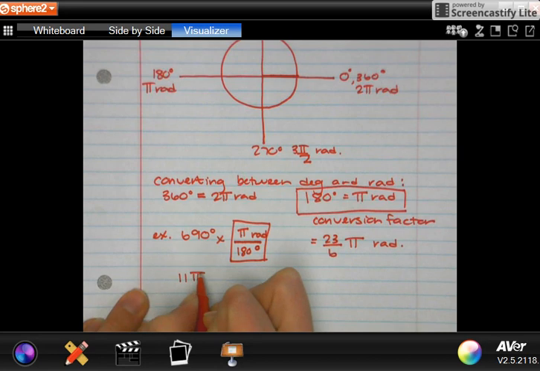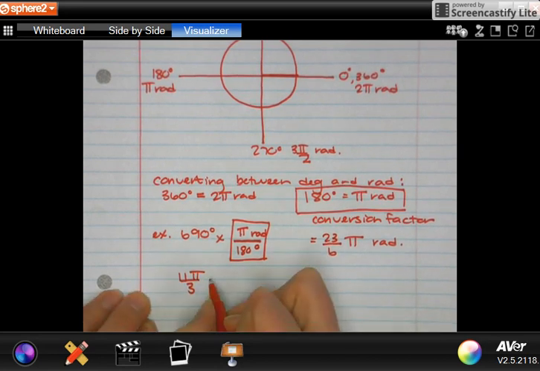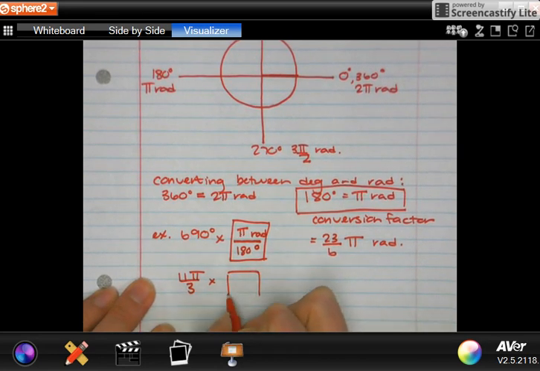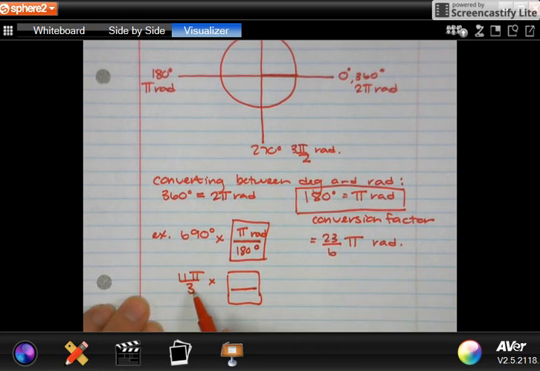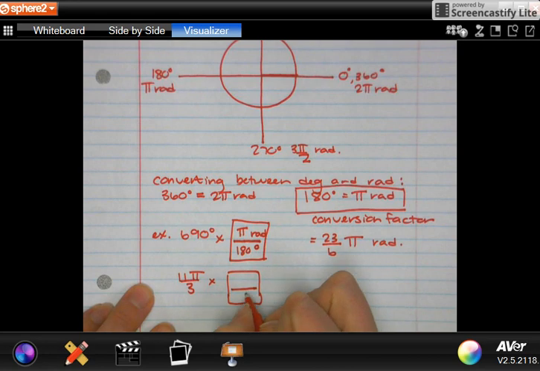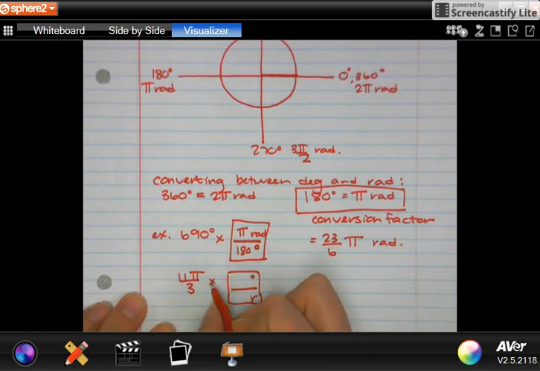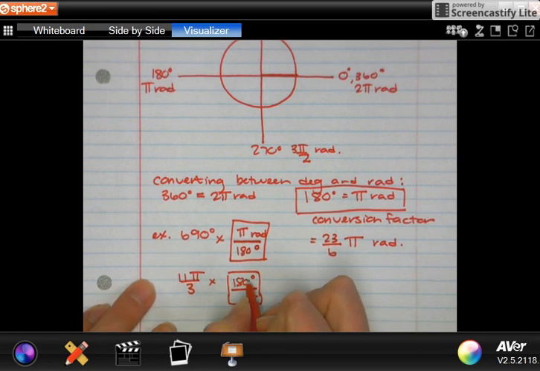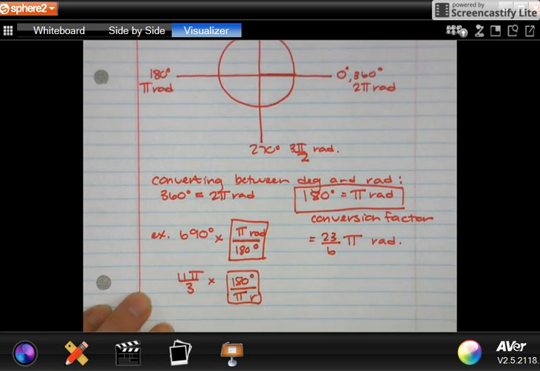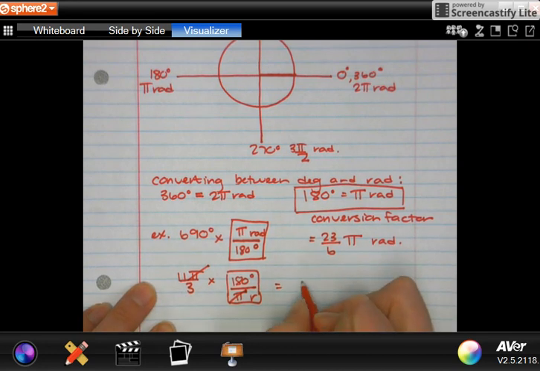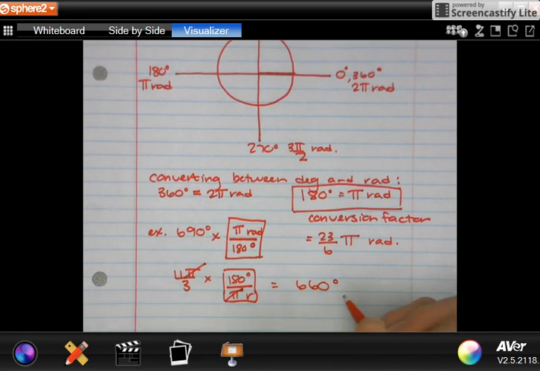So 11 pi over 3. Again, we're going to multiply it by our conversion factor. This time I have pi, so I'm in radian. So I want to put radian on the bottom and degrees on the top. So I'm going to multiply. My conversion factor now will be 180 over pi. The pi's cancel out, and all you're left doing is 11 times 180 divided by 3. And that should come out to be 660, and the unit is degrees.